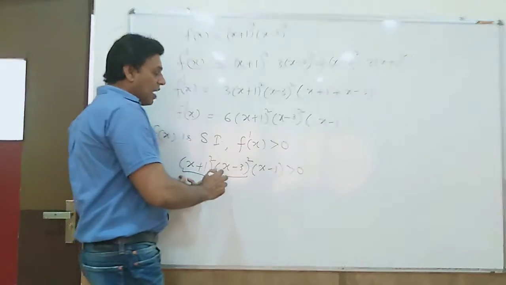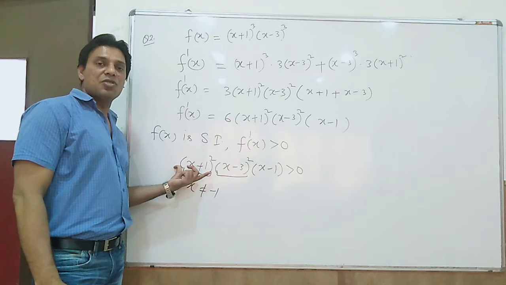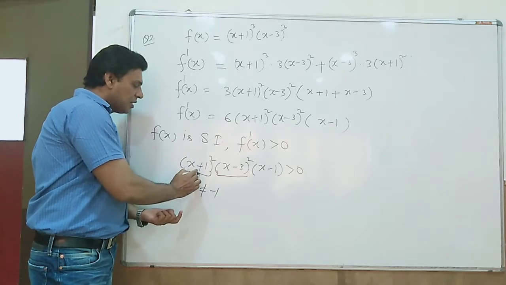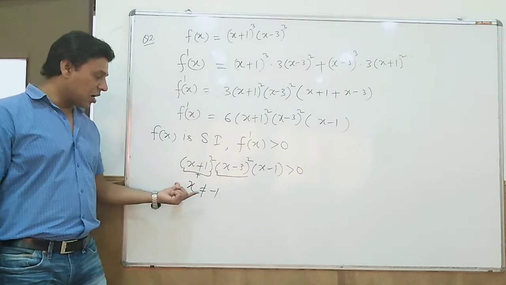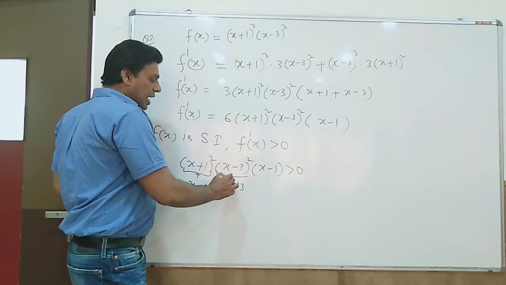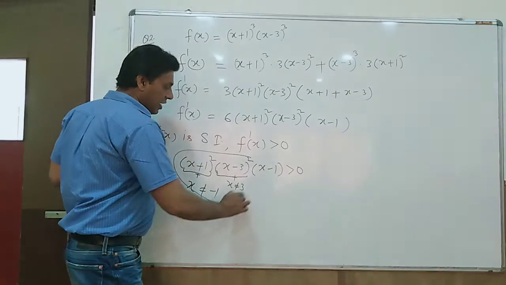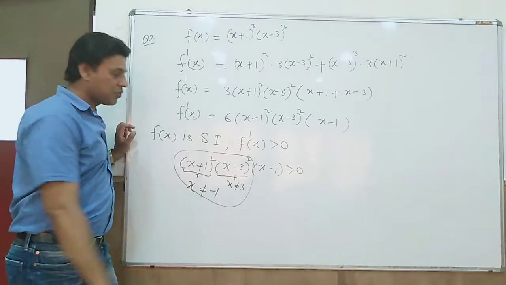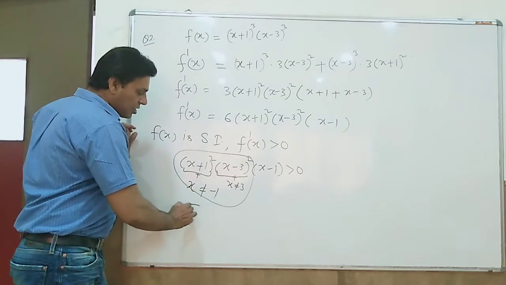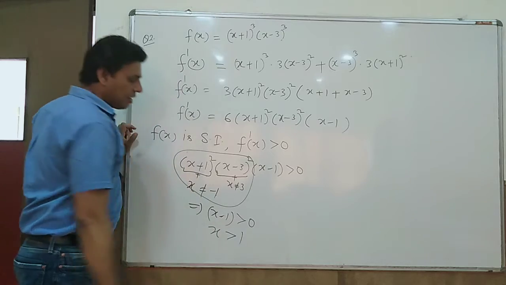So I have to say that if I am not taking x equal to minus 1, then this factor will never become 0. Now this factor will become 100% positive, because I am not taking minus 1. Similarly, if I am not taking x equal to 3, then this factor will also be positive. So these two factors are positive provided I am not taking x equal to minus 1 and x equal to 3. So if x is not minus 1 and not 3, this implies x minus 1 is greater than 0, that is x is greater than 1.